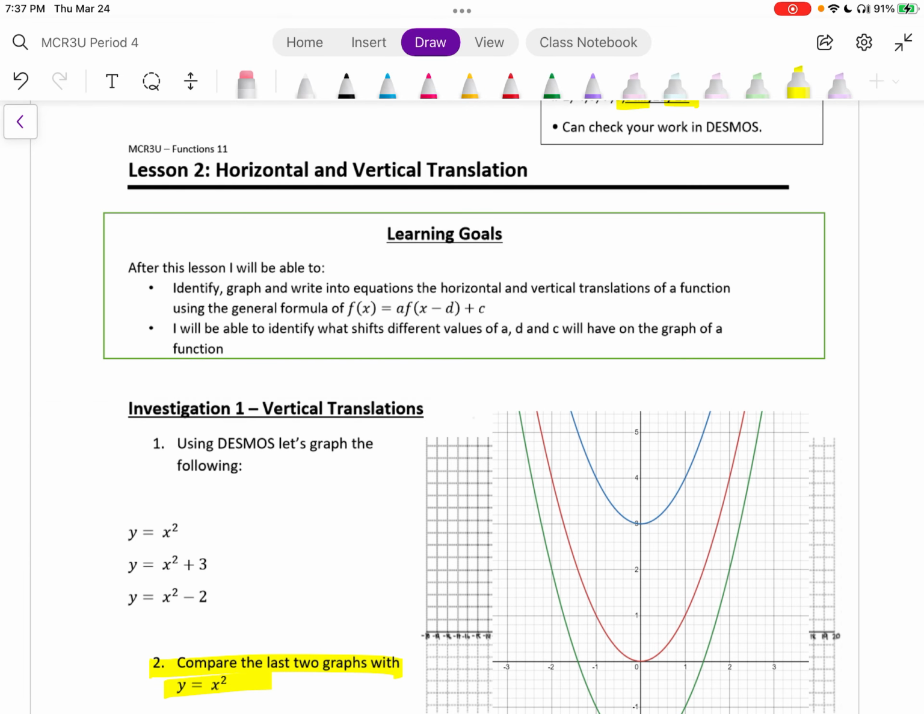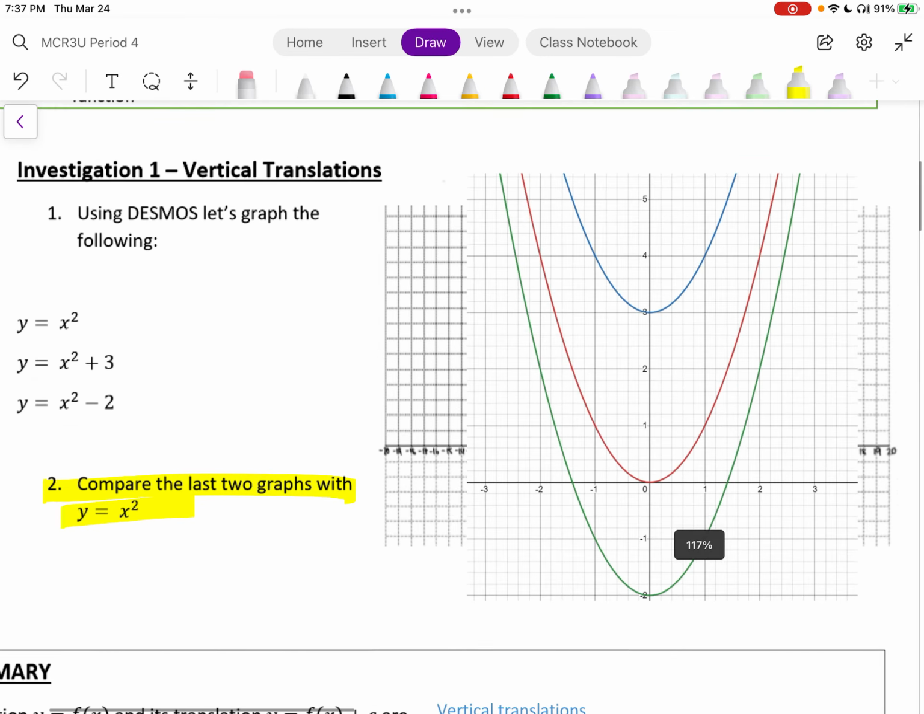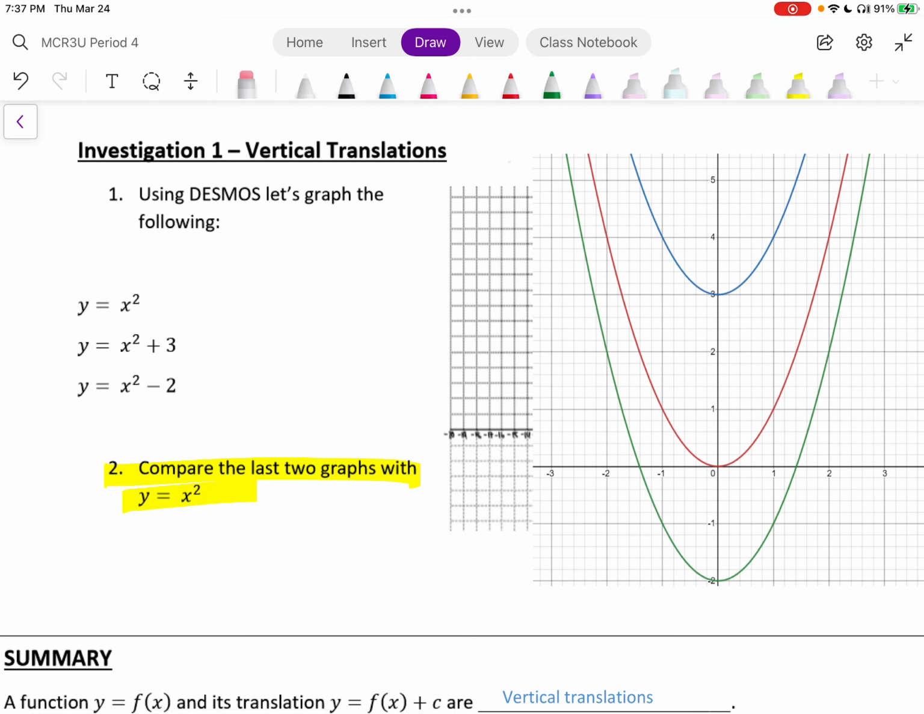For this lesson, you'll be able to write the function, and we're going to be talking about horizontal and vertical translations. If we look at these three graphs here, our base function is represented by this red function right here. The function y equals x squared plus 3 is represented by that blue function, and then we have this green function that represents x squared, x minus 2, right?